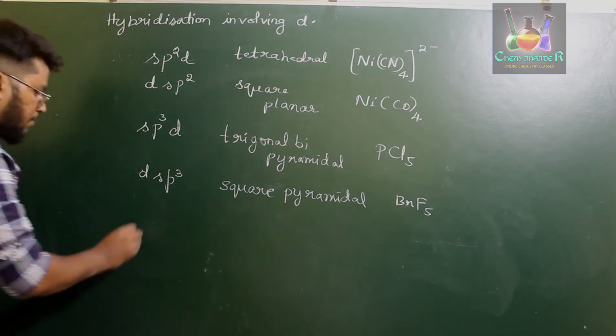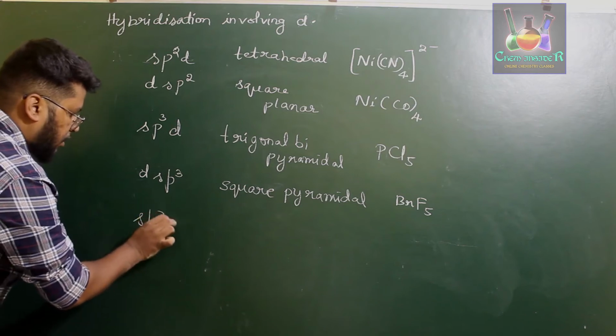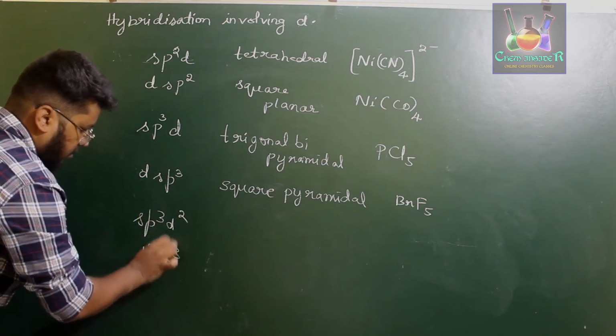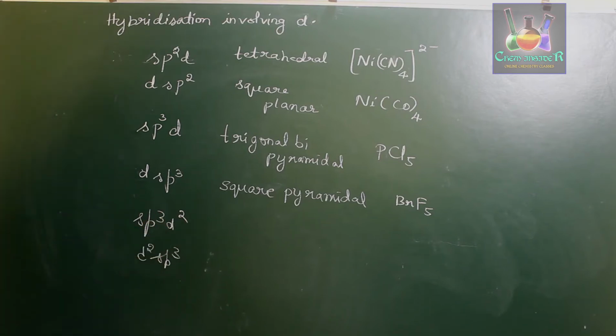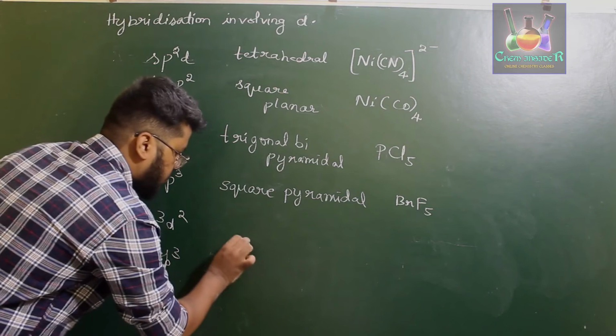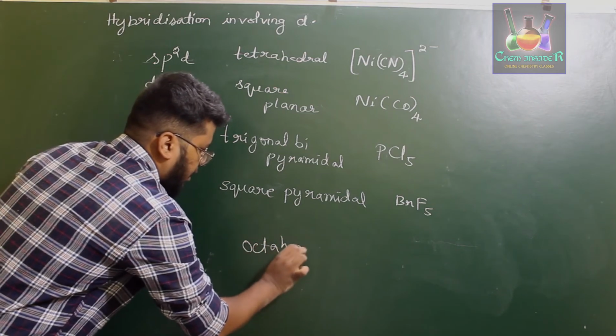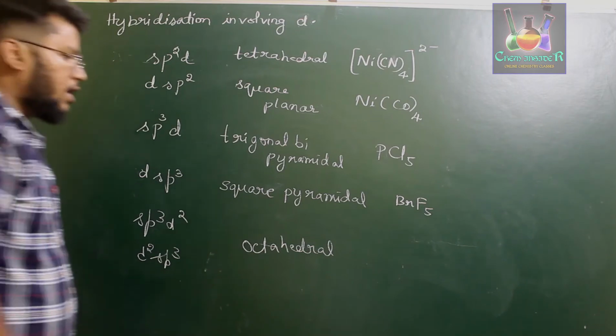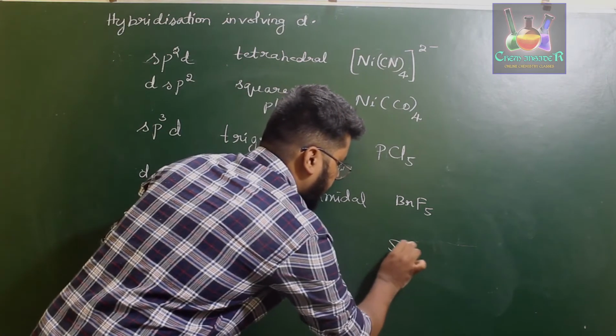Next, if compounds undergo sp3d2 or d2sp3 hybridization, that is, if the element present in a molecule undergoes sp3d2 or d2sp3 hybridization, they are often found to form the same geometry, that is, octahedral geometry. They form octahedral geometry. Example, sulfur hexafluoride.